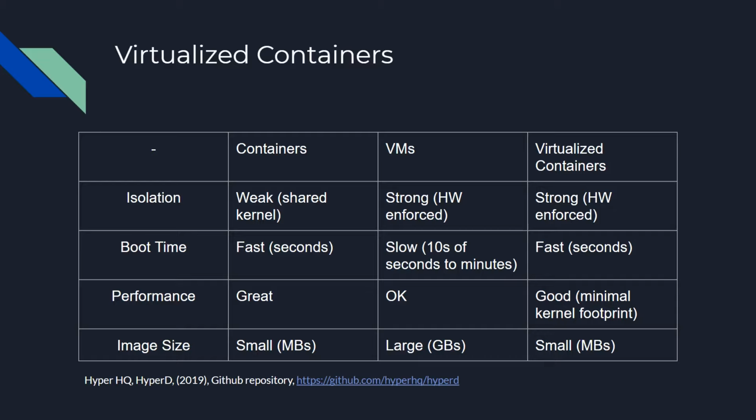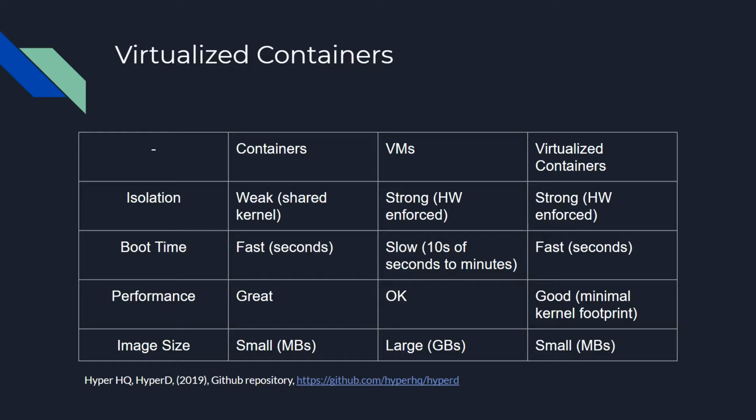fast. Same with containers. Virtual machines can be a little bit slower, tens of seconds to minutes. Performance wise, containers have excellent performance, especially when compared to VMs. VMs are fine. We've been using them for decades and there haven't been any real issues. Virtualized containers aren't as good as containers, but they are going to be faster than virtual machines. And again, this can be partly attributed to having that very stripped down kernel rather than a full operating system.